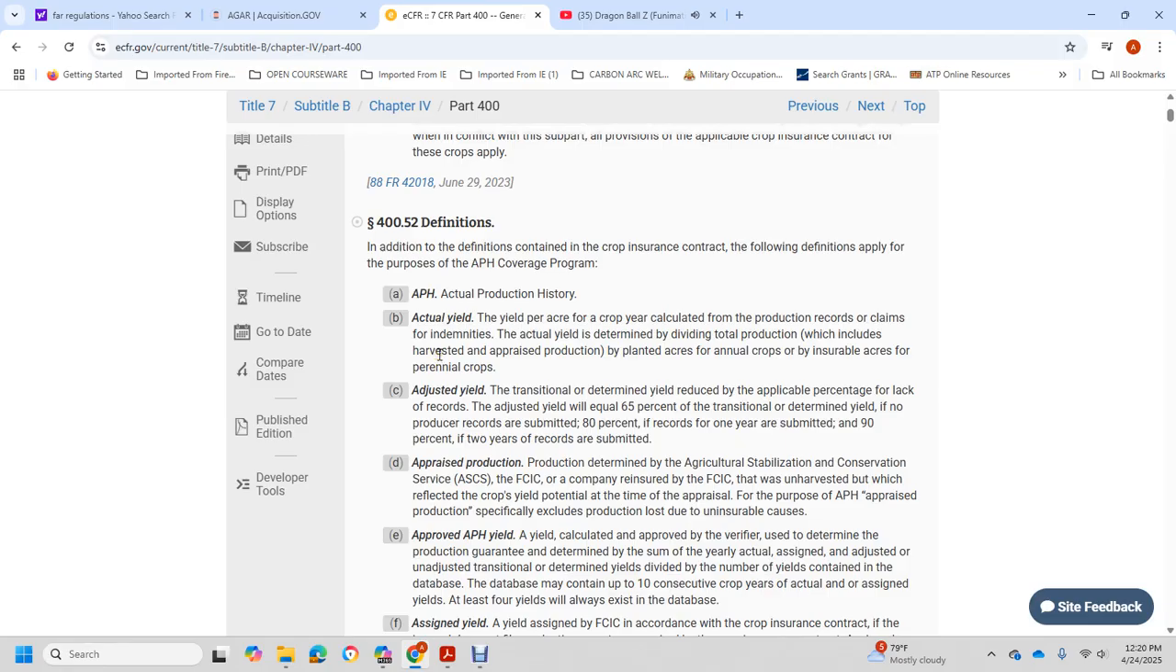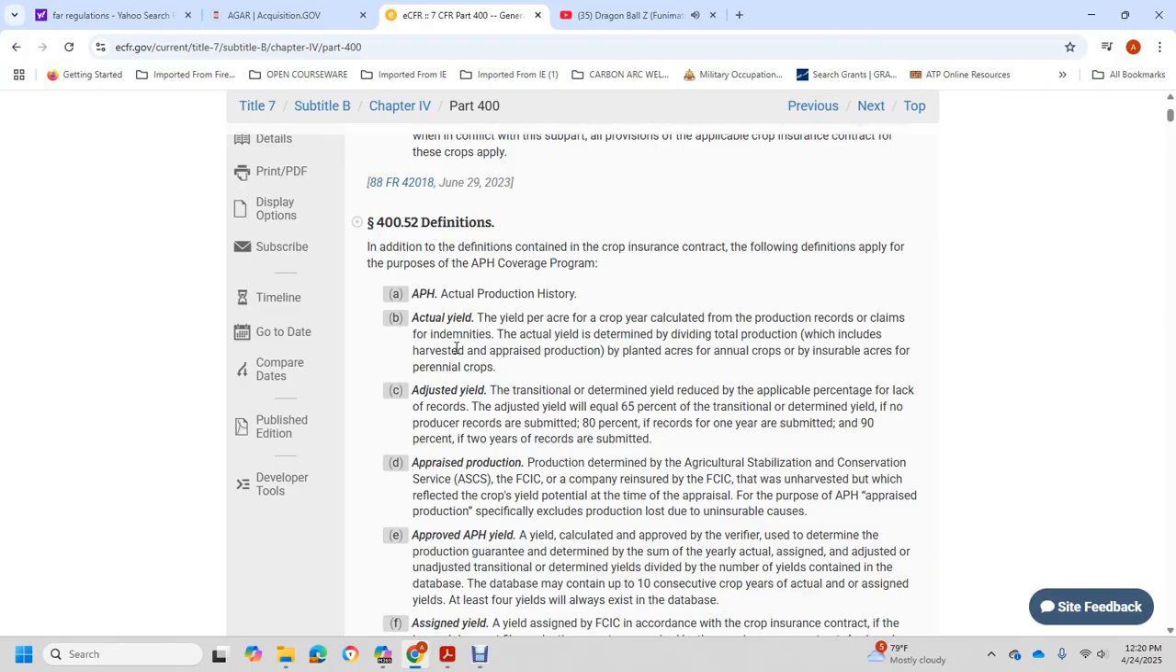Adjusted yield: the transitional yield determined by the yield reduced by the actual percentage for the lack of records. The adjusted yield will not exceed 65% of the transitional or determined yield if no producer records are submitted, 80% if records for 1 year are submitted, and 90% if 2 years of records are submitted.